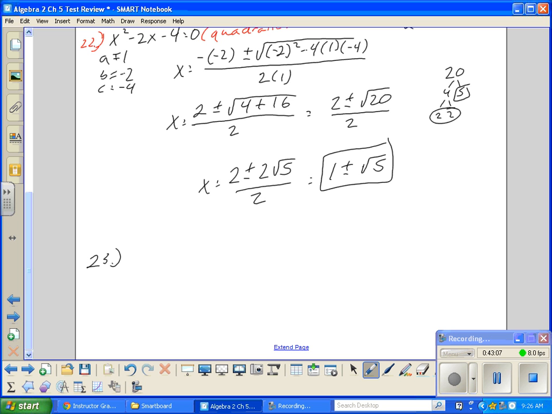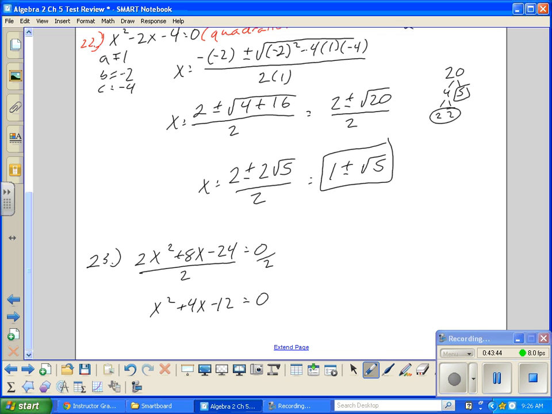And 23 doesn't give us a way to solve it, so 2x squared plus 8x minus 24 equals 0. The first thing I notice about all these terms is they're all even numbers, so I can divide both sides by 2. That's going to give me x squared plus 4x minus 12 equals 0 divided by 2, which is 0.